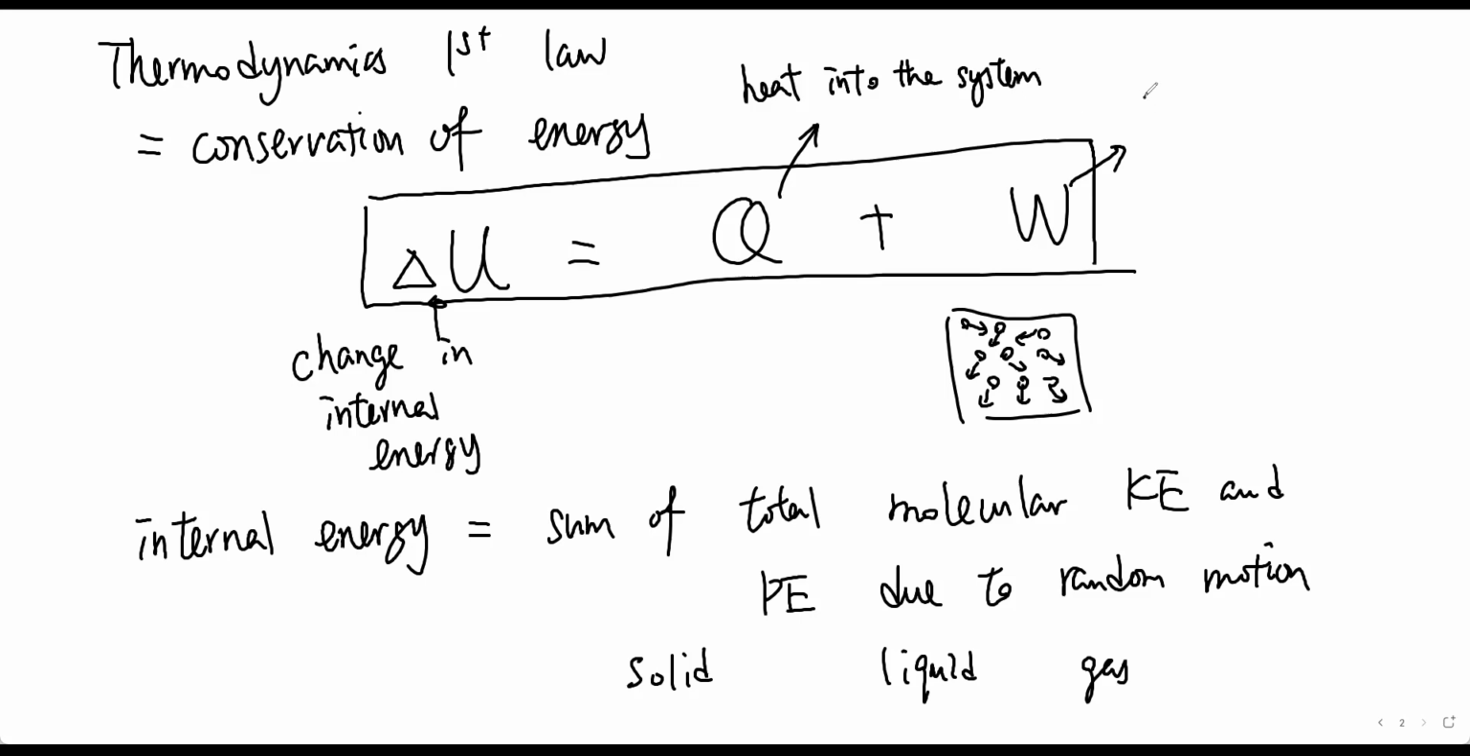So W is the work done on the system. But this formula is actually not difficult to understand. So let's say I have a water bottle here.